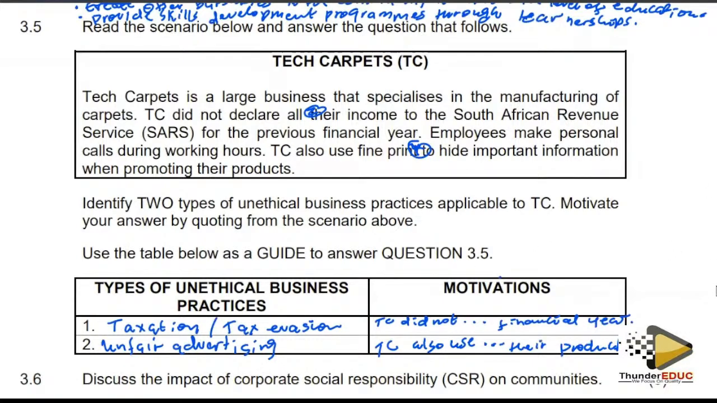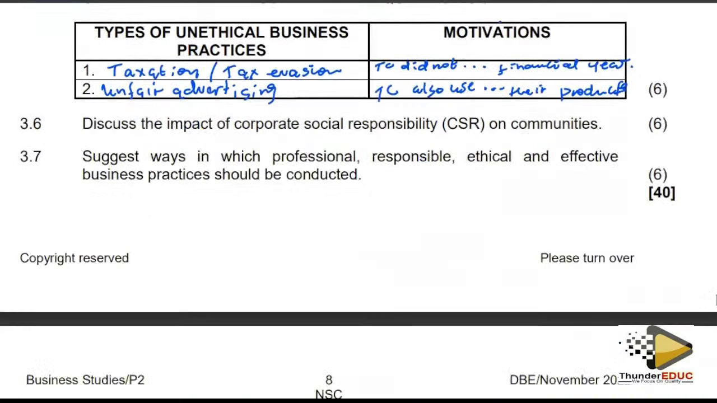Okay, right. So now let's move on to the next question, 3.6. Discuss the impact of corporate social responsibility on communities. If the question says you must discuss the impact, the expectation is to come up with both positive and negative. So here, we're going to have the negative as well as the positive. For the positive, community skills can be improved through the provision of bursaries, and better education facilities are established for communities. The negative one can be that businesses are not always equipped to address social problems.